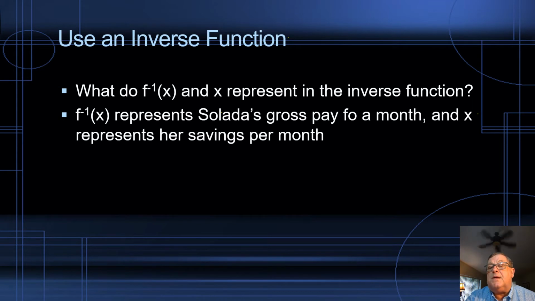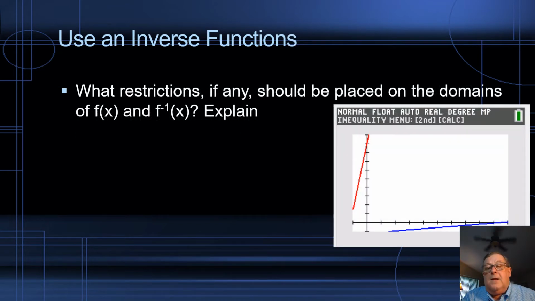All right, we got through section 2, or B. Let's look at C. Now I graphed the function and its inverse, and the function is represented by the blue line on the graph, and the inverse is by the red. And we're being asked here, should there be any restrictions on the domain?